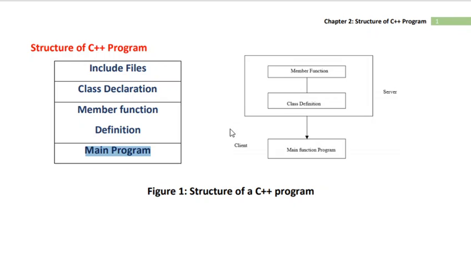Now, we partition the sections into two categories. One is called the server and the other one is called the client. The server has the member function and the class definition, whereas the client has the main function in it. So here we make the client interact with the server and get the operation performed. This is a very simple structure of a C++ program, but remember, this is a refinement on the existing structure of a typical C program.